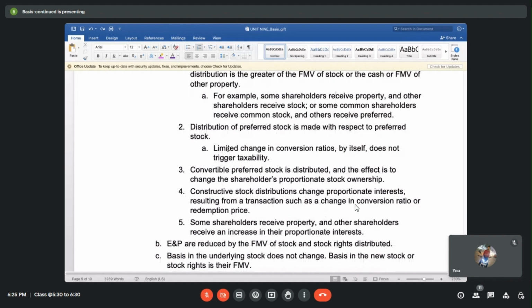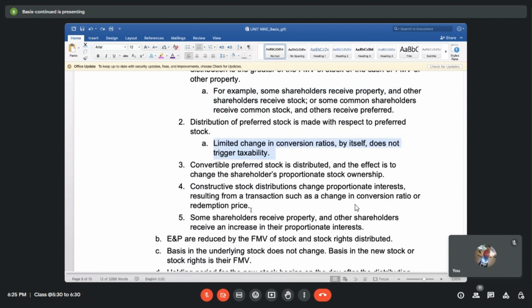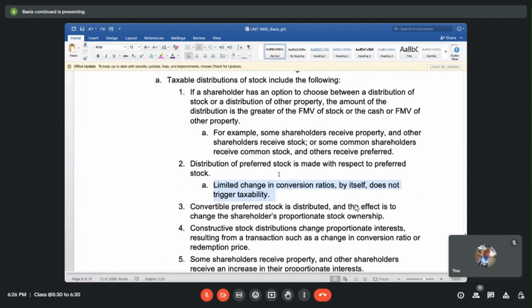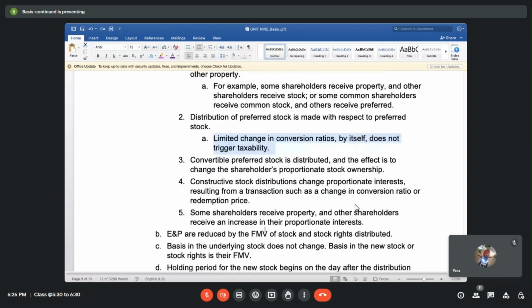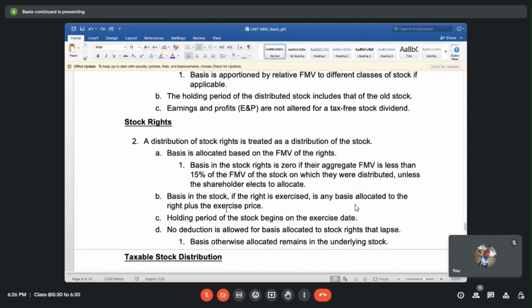And what they're saying is limited change in conversion ratio by itself will not trigger liability, and also that's fine. You know what, we'll just go over some of the examples, then it will make it more clear. So what we need to see here is some shareholders are receiving property, some are receiving stock, some they may choose for some other class of stock and all, then it becomes a taxable transaction. If it becomes a taxable transaction, that means ENP on the books also needs to be changed, adjusted. If it's a non-taxable transaction, we are not even touching ENP. They're not altered.